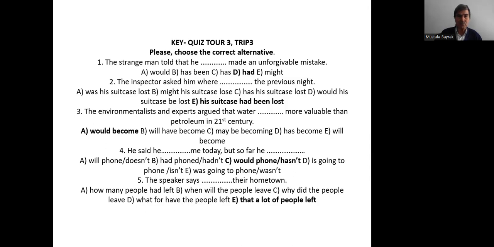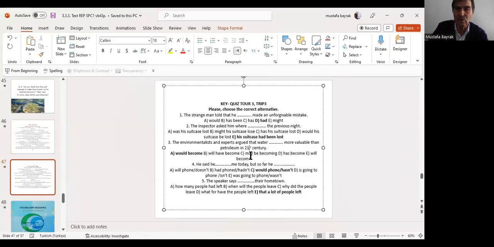Question 2. The inspector asked him where his suitcase had been lost the previous night. Okay. The environmentalists and experts argued that water blank more valuable than petroleum in the 21st century, or 22nd, 23rd. Let's change it into 23rd.